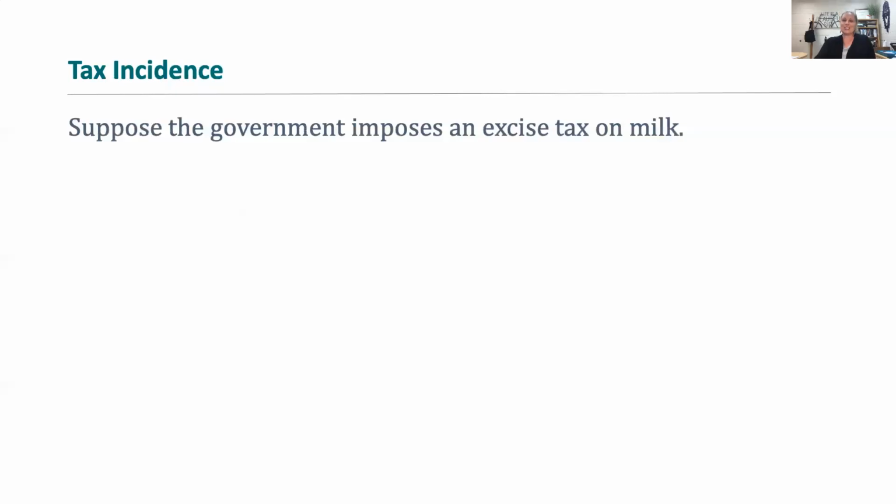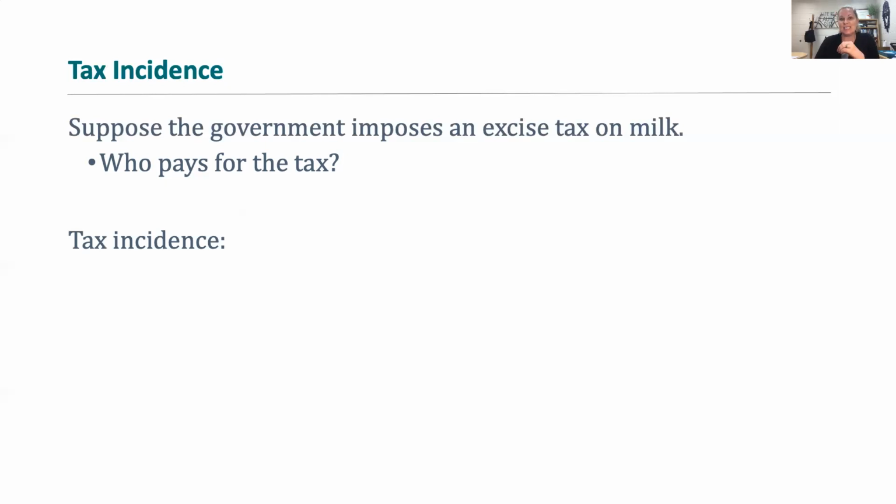So let's look at how we incorporate the idea of a tax into our supply and demand model. So let's suppose that the government chooses to impose a tax on milk. Now, the question is, who's going to pay this tax? The government can choose to levy this tax on consumers or producers. That is, they could collect the tax at the point of sale where a consumer buys the product, or they could collect the tax at the point of creation, the point of production, where the person is building or putting together or making that product.